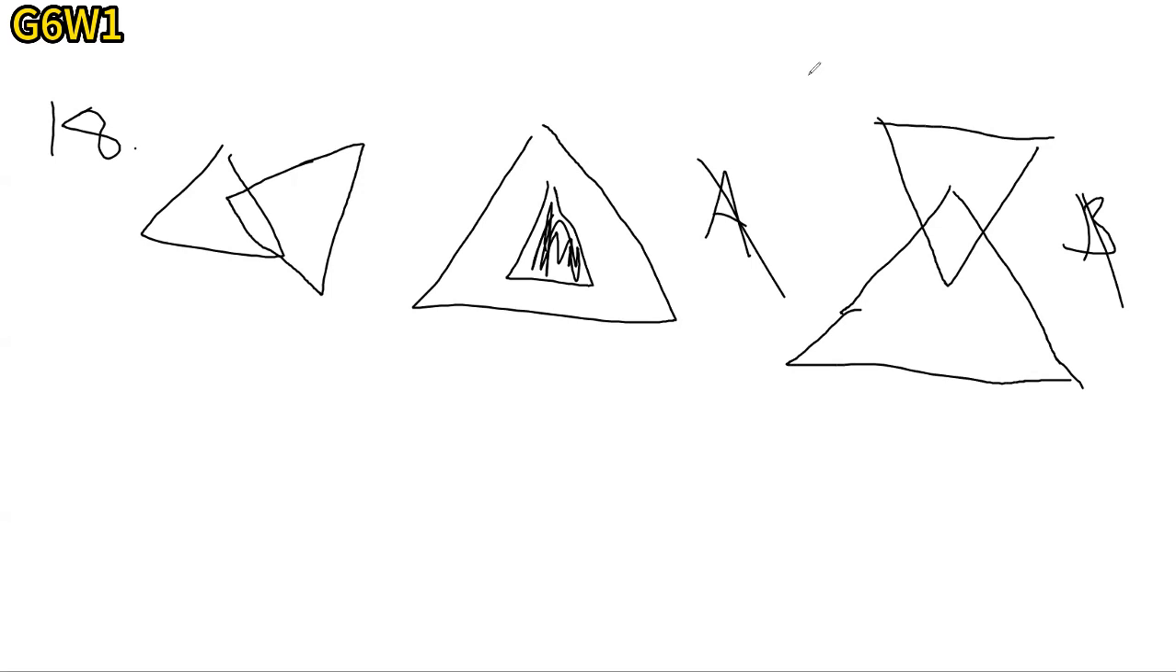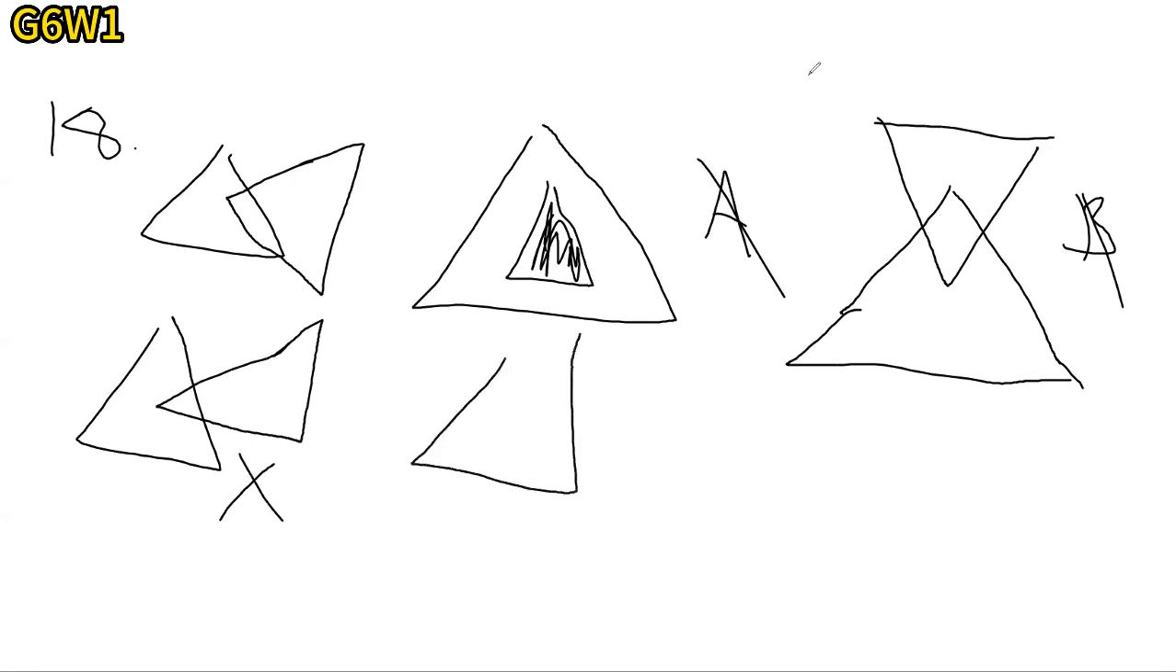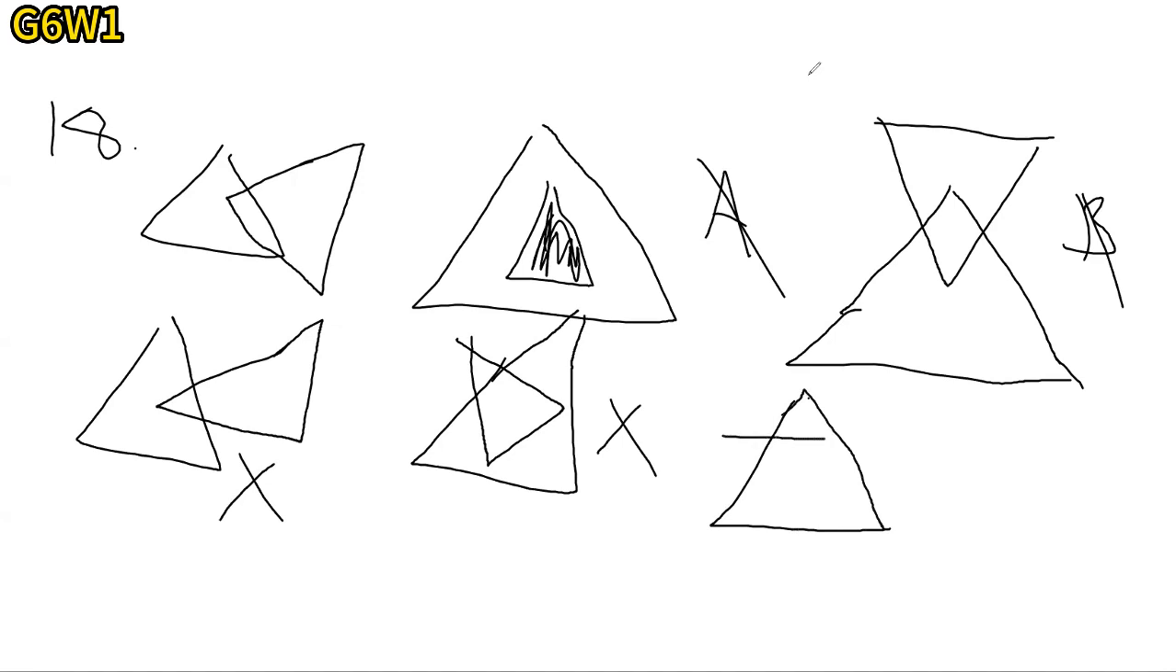And then for C, a pentagon. Let's try a pentagon. If we intersect it in the side with another triangle, this is a triangle, so no. And let's try another possibility. Like this is a quadrilateral, so no. And then if you keep trying, you will find out that the way to get a pentagon is by doing this.